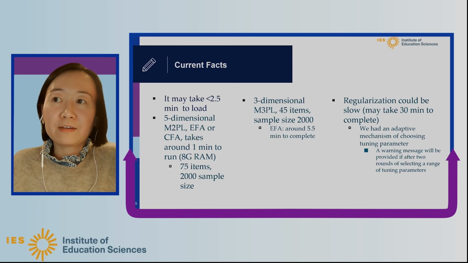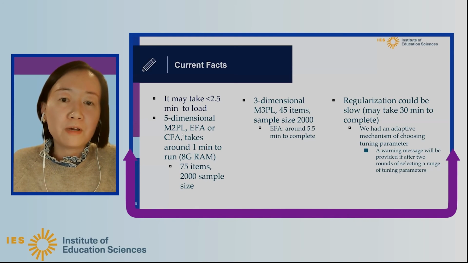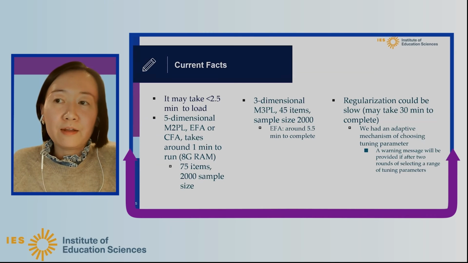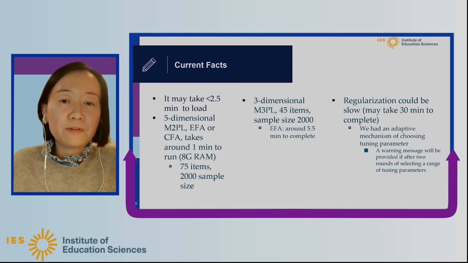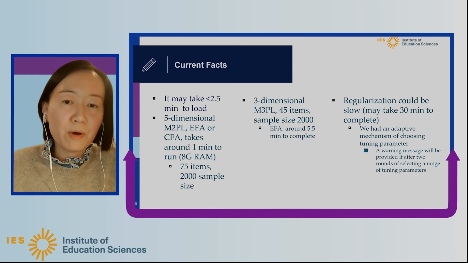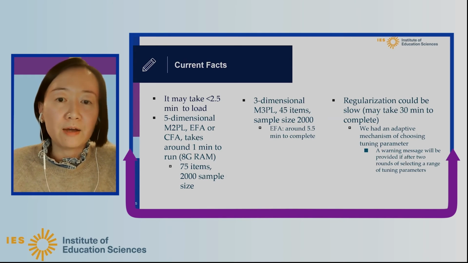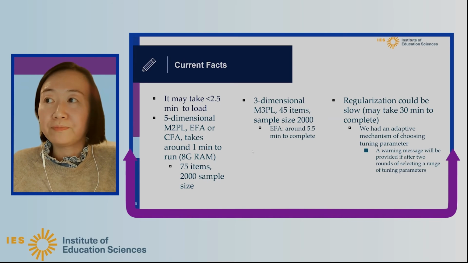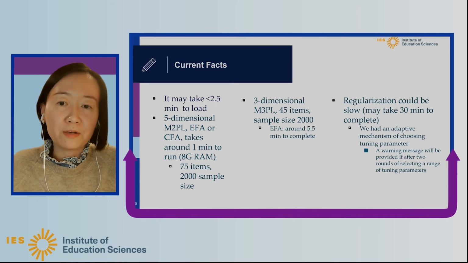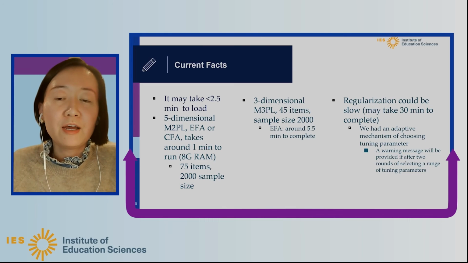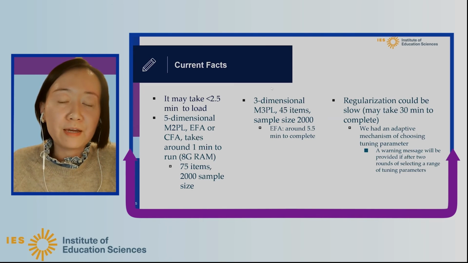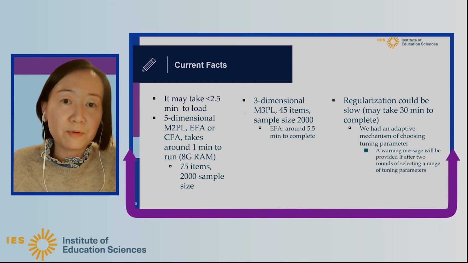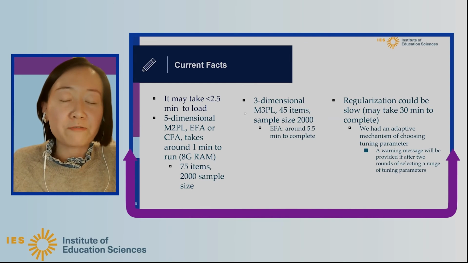And here are some facts. For a 5-dimensional 2PL model with 75 items and a 2,000 sample size, both EFA and CFA take less than 1 minute to complete on the web application. And for the 3-dimensional model, it takes a much longer time to finish. For 45 items and sample size 2,000, it takes around 5.5 minutes to complete.